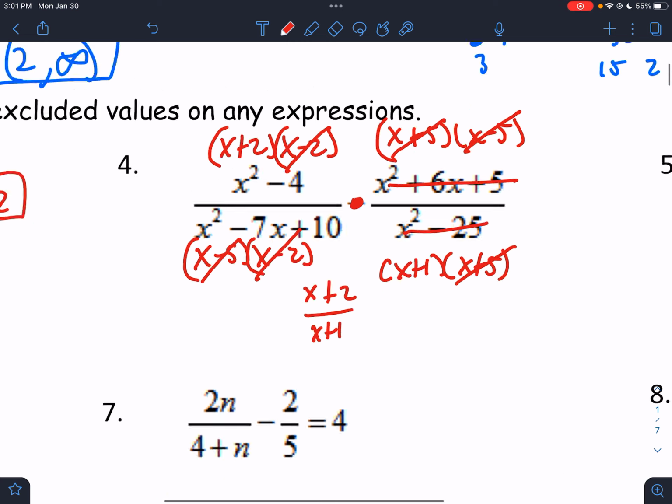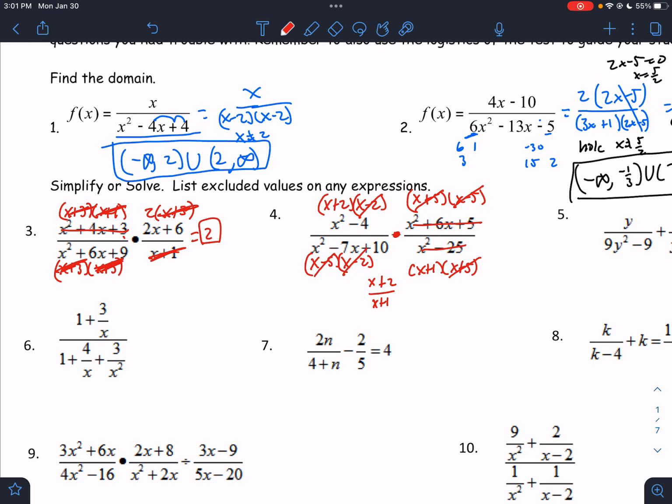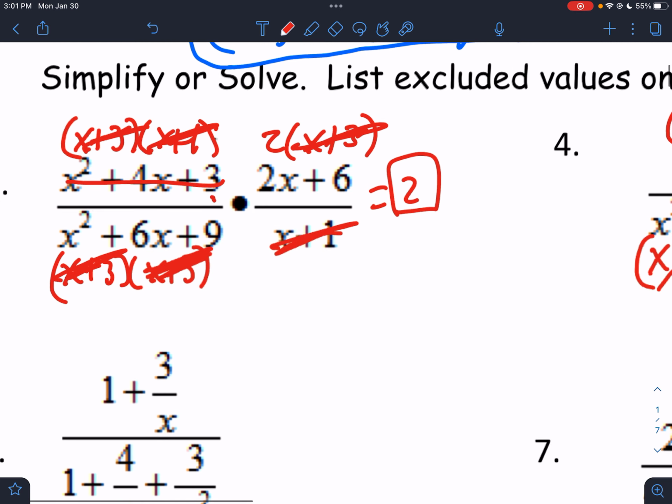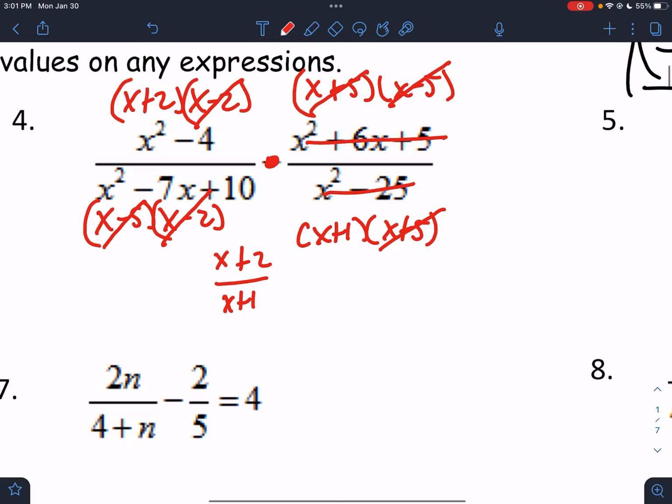So what do they actually want us to do? Solve or simplify, list any values on, list excluded values. Well, since this is not x equals anything, it's just the number 2, you don't have to worry about anything, that's just 2. But here, there are excluded values. So this is what it simplifies to, but anything that was ever in a denominator at any point in the problem cannot be a part of your domain.